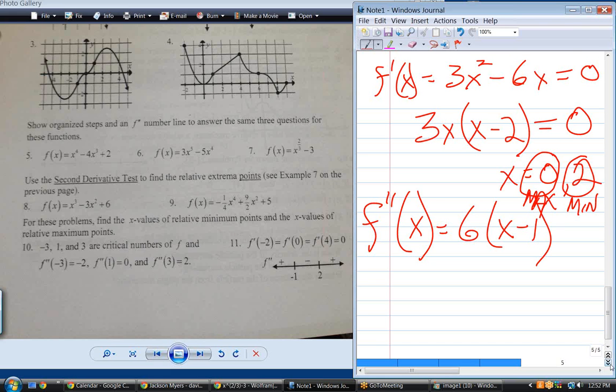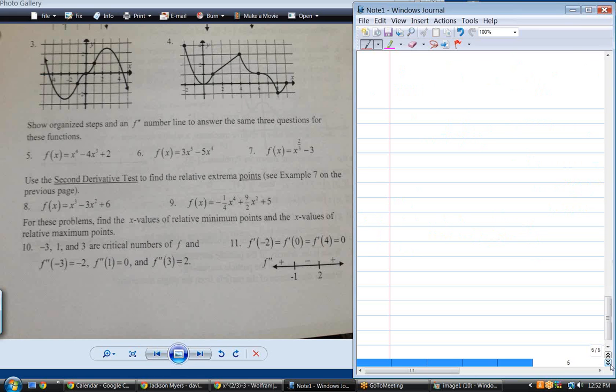Okay, let's do it. First derivative. Negative x cubed plus, let's see, well, they make it a little easier with their numbers, plus 9x. Okay. And where is that equal to 0? Factor it.